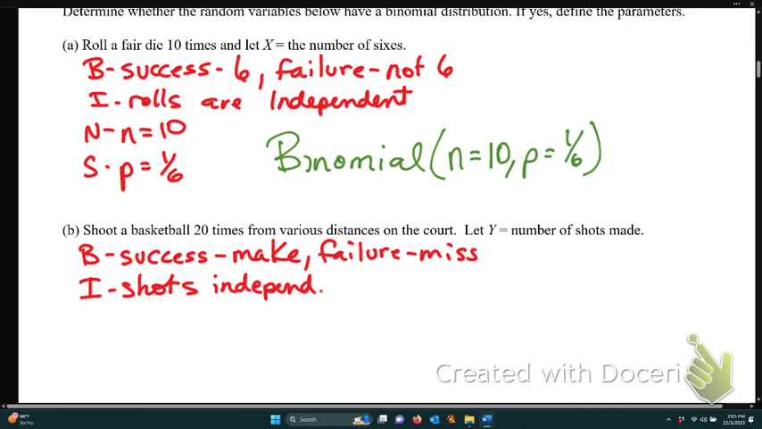This is so fun. N. What's that stand for? Number of trials. Number of trials is fixed. Do I have a fixed number of trials? N equals 20. All right.